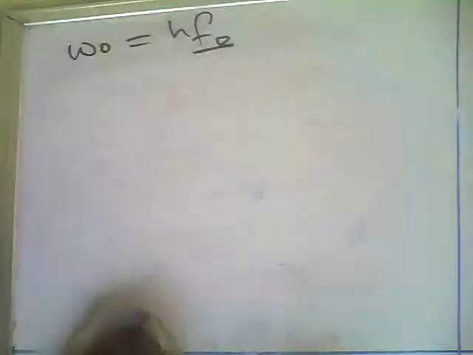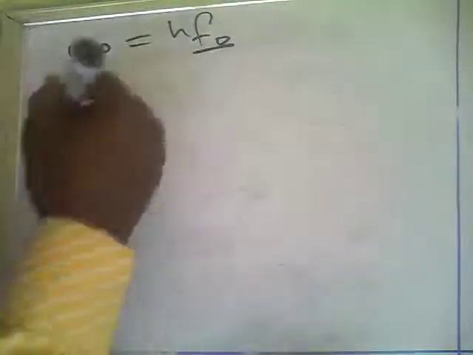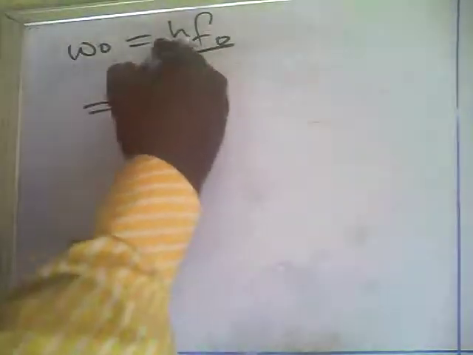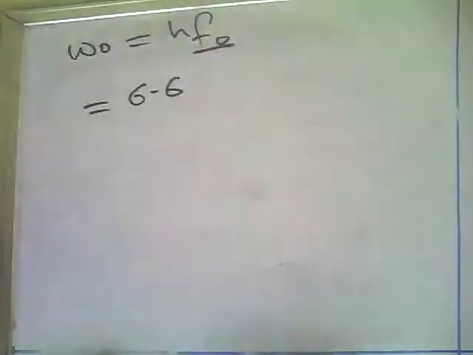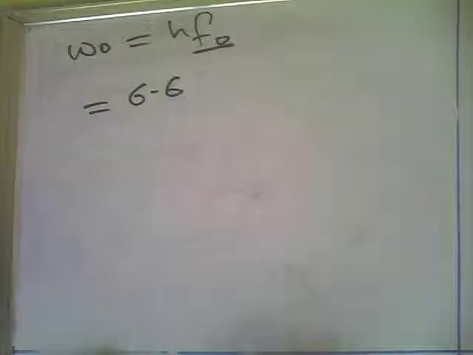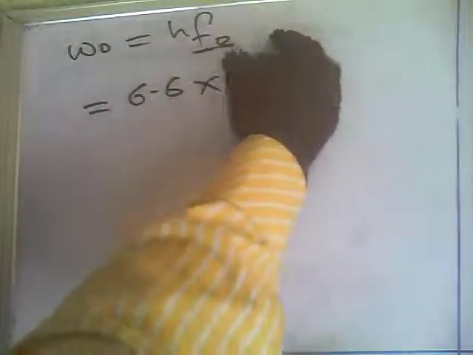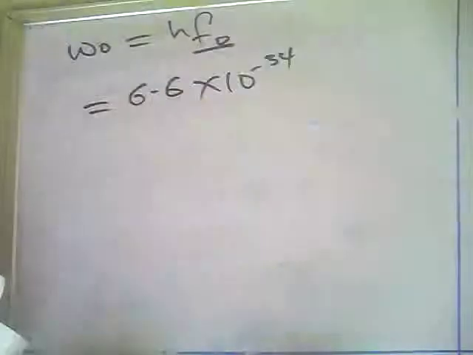So we know that our work function is equal to hf0, where this f0 is what? Threshold frequency. Sorry, we are calculating the work function. Now we have the Planck constant, h, from the question as 6.6 times 10 to the power minus 34.